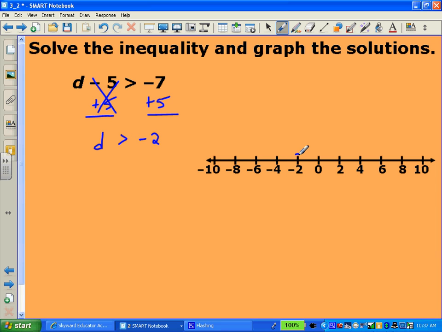So go over to my graph. Again, I have an open circle because it's just greater than, and greater than goes to the right. So my arrow is going to go to the right. That would be my solution for that inequality.